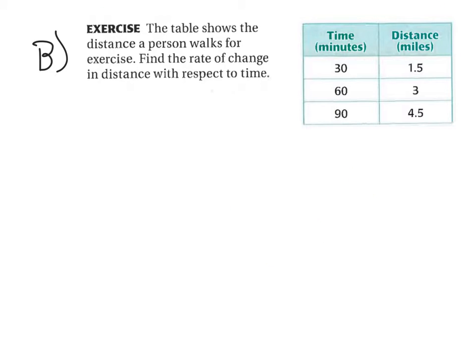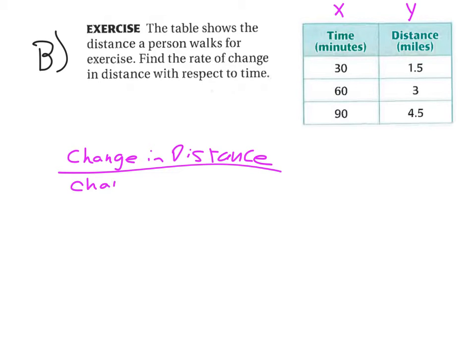In example B, we can do pretty much the same thing. The table shows the distance a person walks for exercise. Find the rate of change in distance with respect to time. So when we're walking, our distance is our output, right? That's how many miles we actually walk, and the time is the input, because we can use the minutes to figure out how many miles we travel. So to find our rate of change, we need to find the change in distance, and then divide that by the change in time.